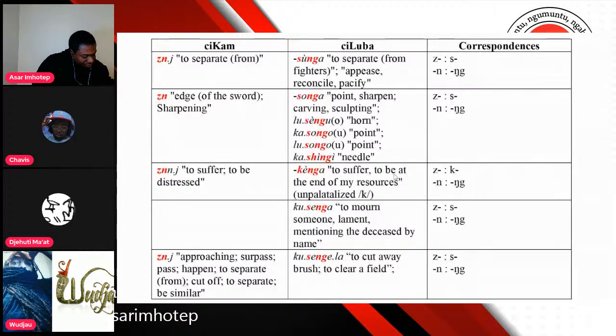ZN corresponds with SNG in Chiluba, and then the anomaly is the SH in needle, and the KNG versus the S. That's another change that I see that's different. All right. Anybody else notice? And do you agree with Brother Chavez's analysis?